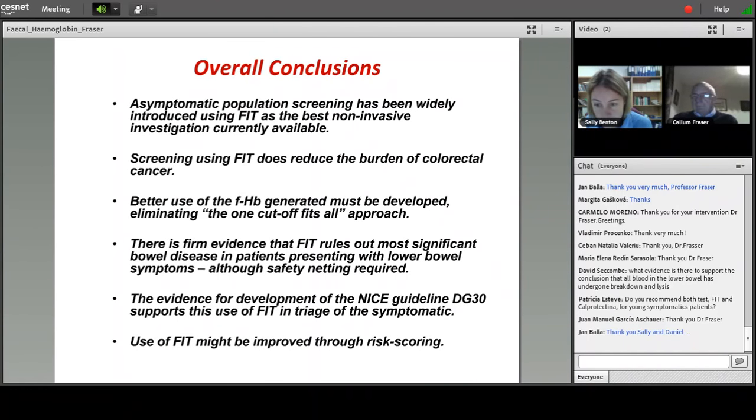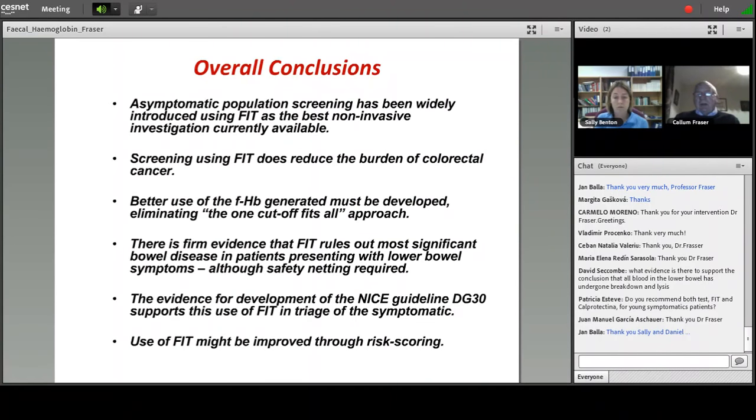Great, and this might have to be the final question because we're 1 minute to 6. So from Patricia Estavy, do you recommend both FIT and calprotectin for young symptomatic patients? So that's about incorporating calprotectin along with FIT. Yes, personally, no. This is very controversial. There are a number of studies which have looked at doing calprotectin and FIT in patients with lower bowel symptoms. These are delineated in the book that I mentioned, in the chapter on FIT and assessment of the symptomatic.